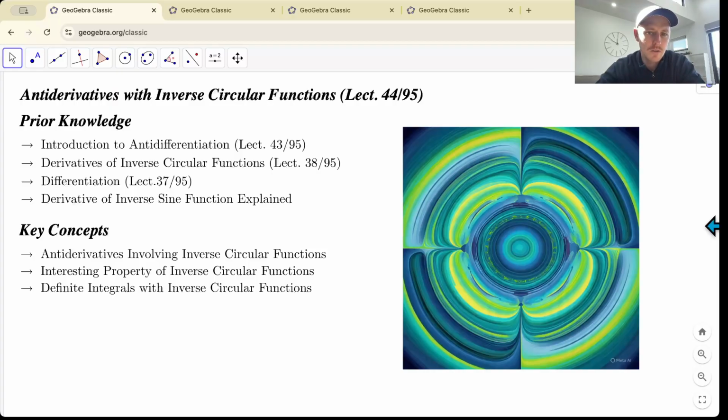The concepts we'll cover in this video will be the antiderivative involving inverse circular functions. We'll look at the rules for that and hopefully get a sense of why it's true. Then we'll look at an interesting property of inverse circular functions, and then we'll do a definite integral question. So we'll jump into that. Let's have a look at the first part.